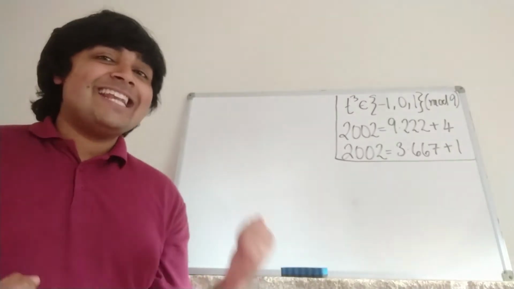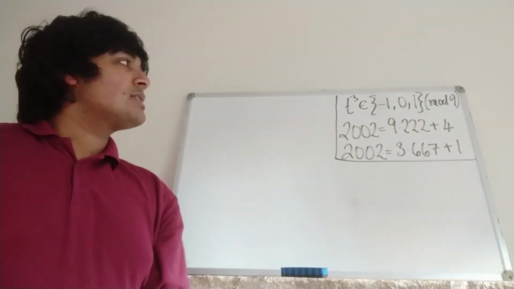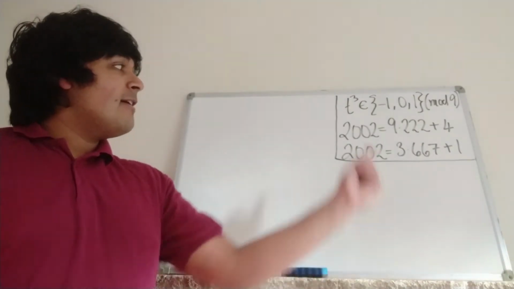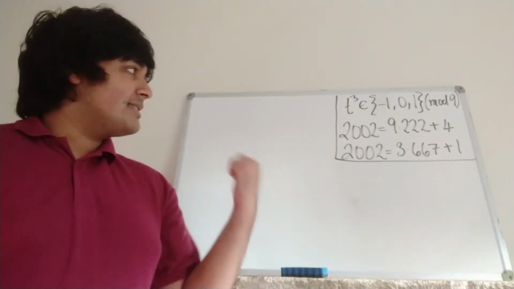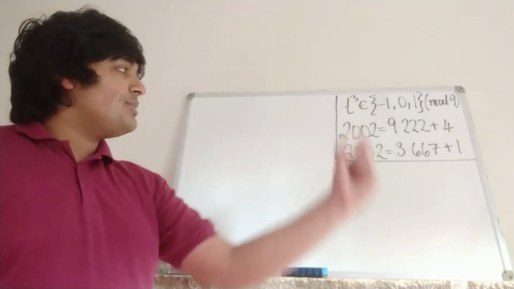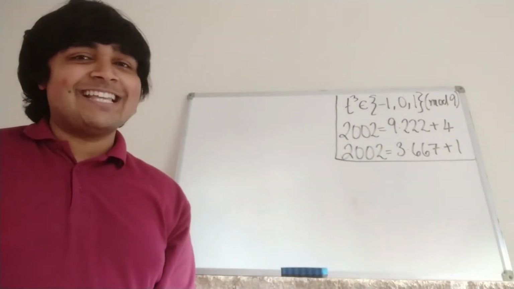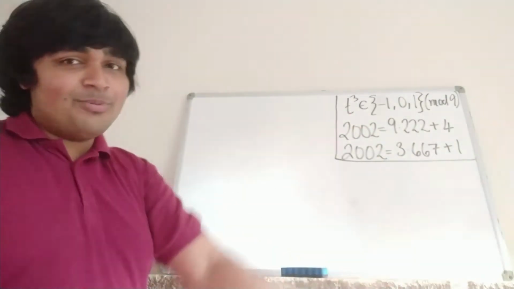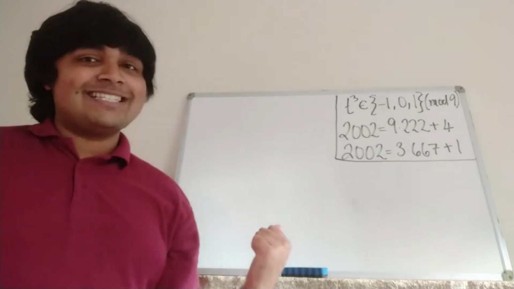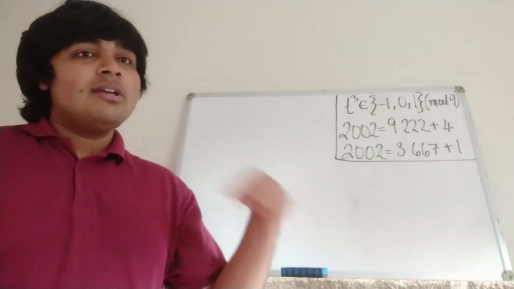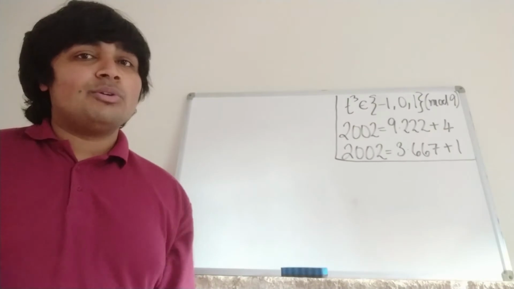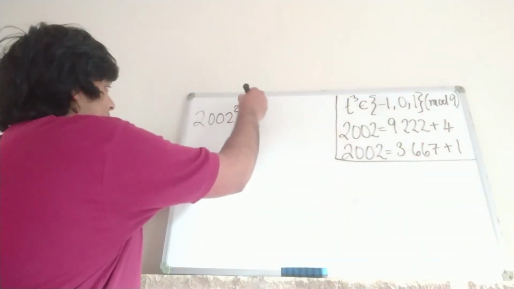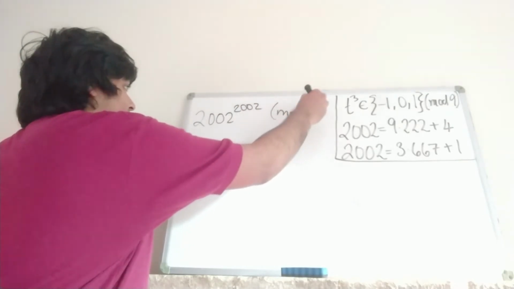Okay, so we've just shown that for any integer t, t cubed must be -1, 0, or 1 mod 9. And I've also written down two facts about the number 2002. Firstly, 2002 is equal to 9 times 222 plus 4, and 2002 is also 3 times 667 plus 1. It might not seem clear why these are important, but they're going to become important in just a second. We're going to consider 2002 to the power of 2002 mod 9.